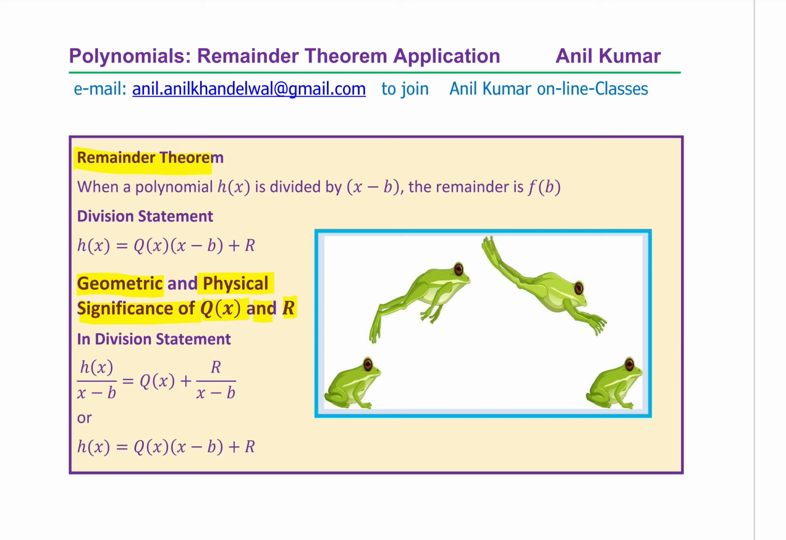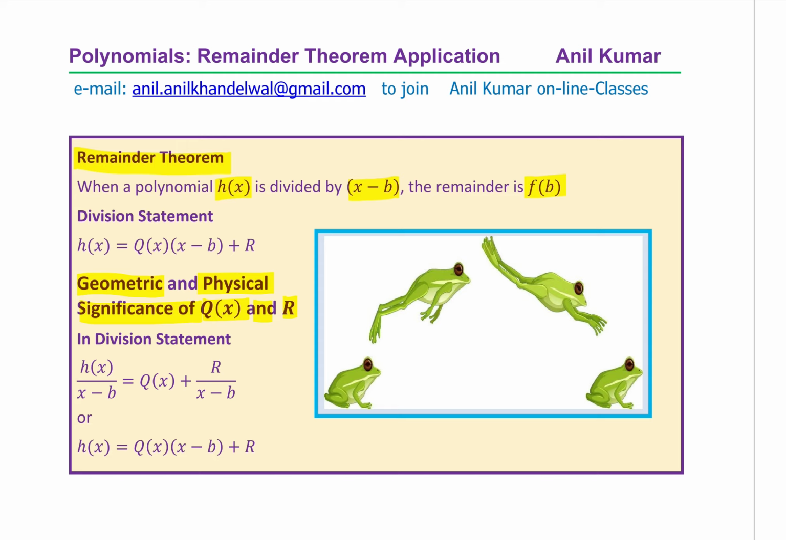Here's a quick reminder of the remainder theorem. When any polynomial, let's take h of x, is divided by the divisor x minus b, the remainder is the value of the function at b, which is f of b, right? So that is the remainder.